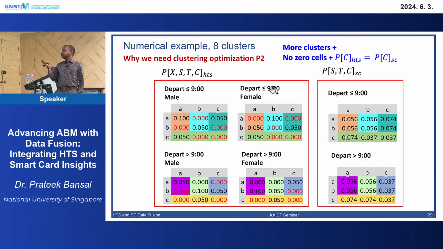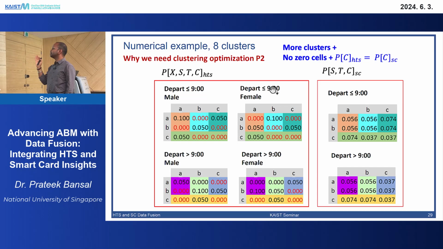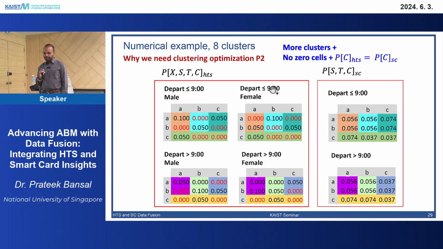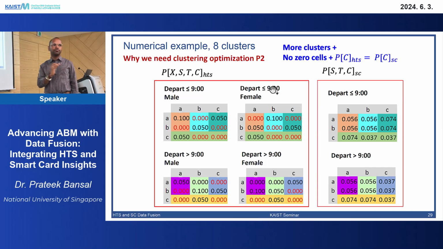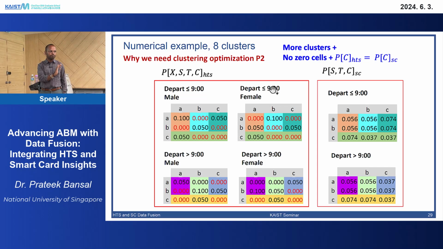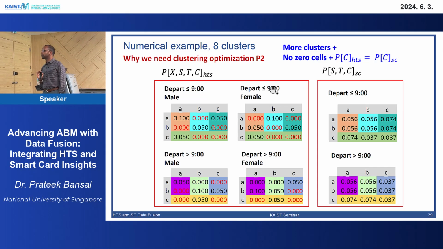But this P2 problem, where we try to maintain the PC HTS equal to PC SC, is to really improve the maintenance of the X and Y in the HTS data, or preserve the X and Y from the HTS data in the fused distribution.